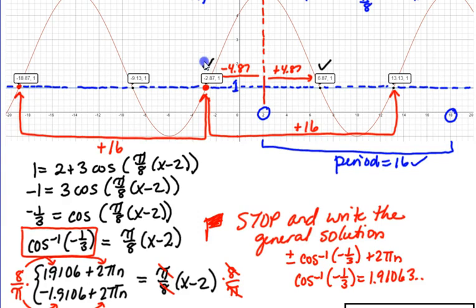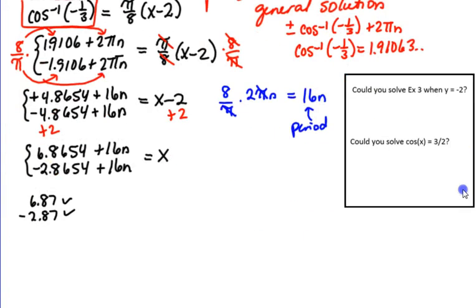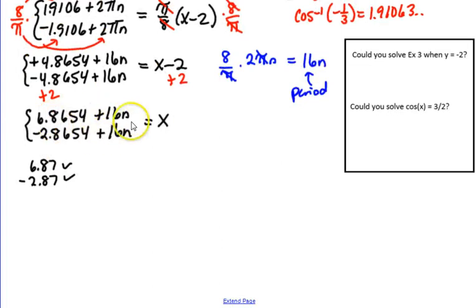Now we need to find additional solutions. So what are we going to do? Add the period. Okay, the period is 16. So when n equals 0, these are the two solutions that we found when we don't add any period yet. Then we're going to take the first two solutions and add 16. So when n equals 1, that means we're going to add 16. Well, when we add 16 to 6.8654, we get 22.8654, which is clearly too big.